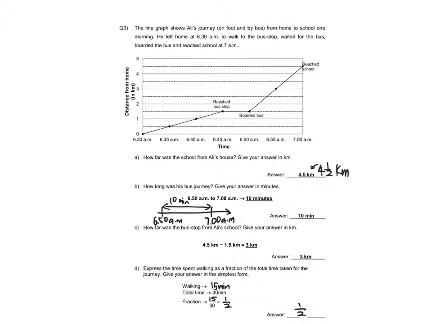Next question. They want us to express the time that we use for walking as a fraction of the time taken for the whole journey. So it's actually the time here as a fraction of the total time. The walking time is 15 minutes, and the total is 30 minutes. So you have 15 out of 30, which we simplify to one half.